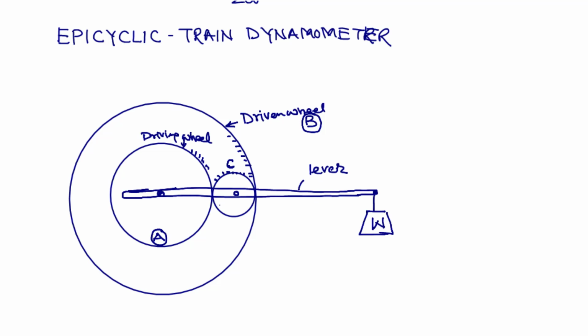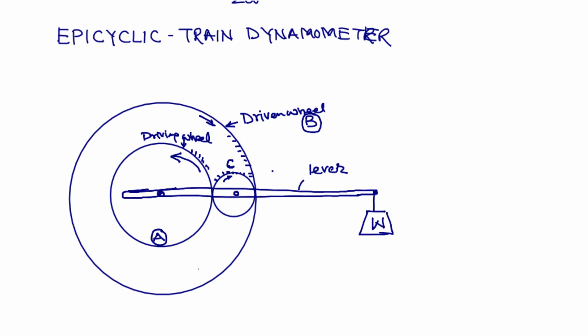Now the driving wheel A rotates anti-clockwise, the counter wheel C rotates clockwise, and this driven wheel also rotates in the clockwise direction. When wheel A rotates counterclockwise, wheel B as well as wheel C rotates clockwise. Now two tangential forces, each equal to F, act at the end of pinion C.